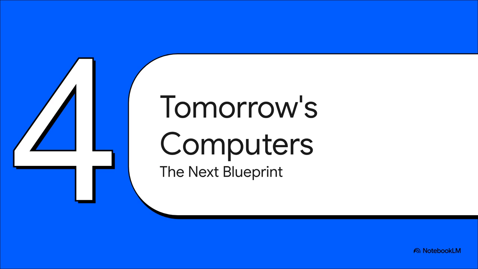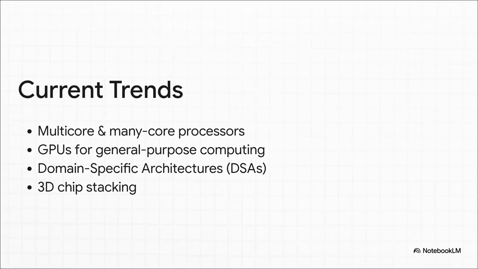All the simple tricks, they've pretty much been used, and architects today are facing some of the hardest physical and logical challenges they've ever seen as they try to design the next blueprint for computing. I mean, we are seeing some absolutely incredible innovation. Instead of just adding more and more cores, architects are getting really creative. They're using powerful graphics cards, GPUs, for general computing tasks. They're designing custom chips called domain-specific architectures that do one single job, like running an AI model incredibly well. They're even starting to build chips vertically with 3D stacking to pack more power into a smaller physical space.